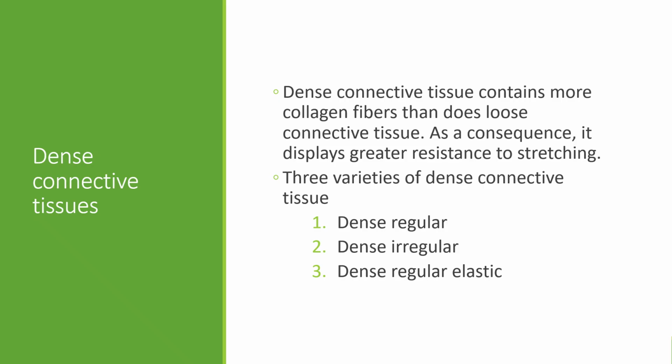When we look at that areolar connective tissue, if you stretch that stuff, it's just going to tear apart. Nothing's going any particular direction. But these guys are going to have their collagen and elastin fibers much more organized. There's three varieties that we're going to talk about: dense regular, dense irregular, and dense regular elastic.